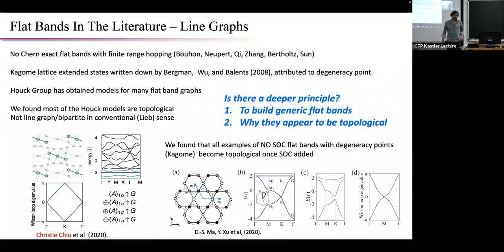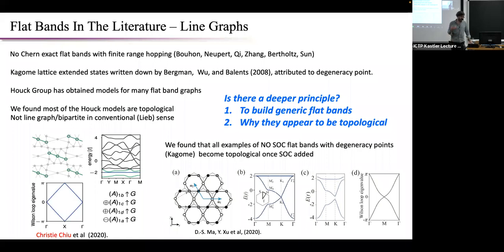Okay. So what's known in the literature about flat bands? Well, quite a lot of things are known. It's known first that you cannot get exact Chern bands with finite range hopping, or with a finite number of bands. And by exact, I don't mean exponentially exact, I mean really exact. I conjecture that this is true for all the stable topological states, but I have no proof of this.